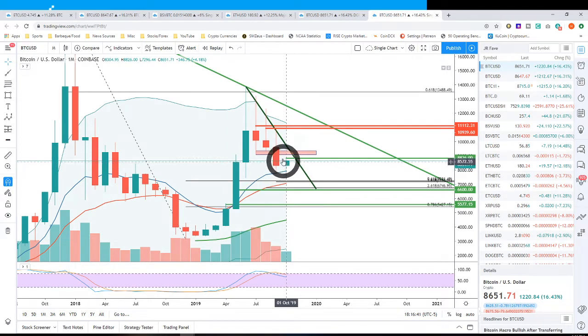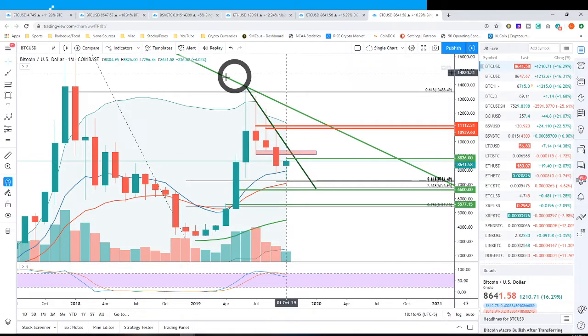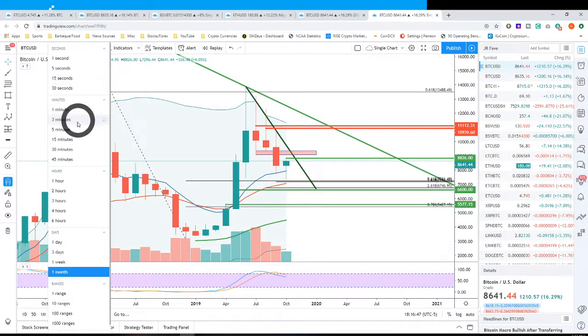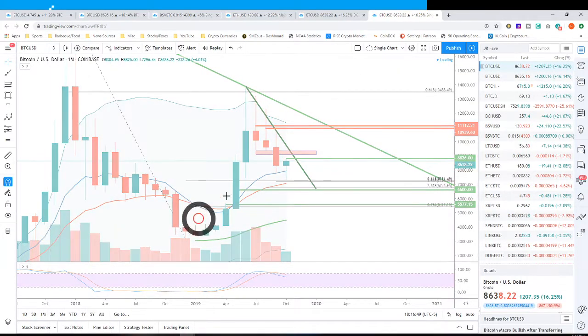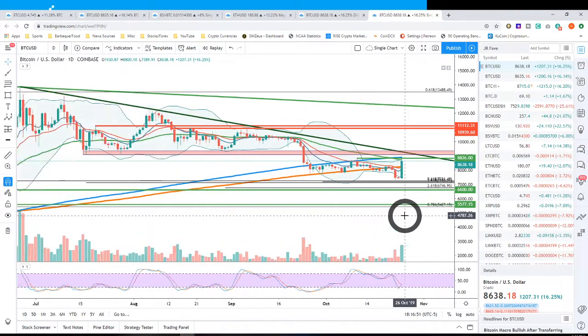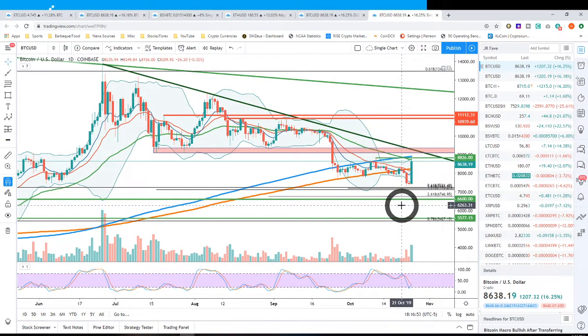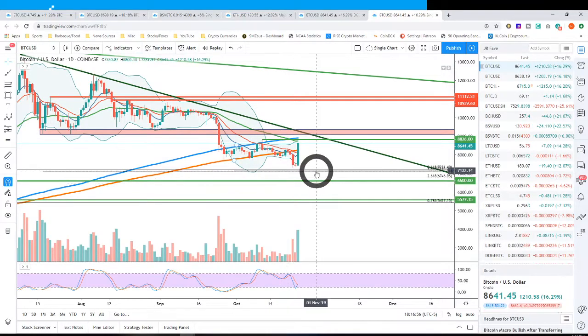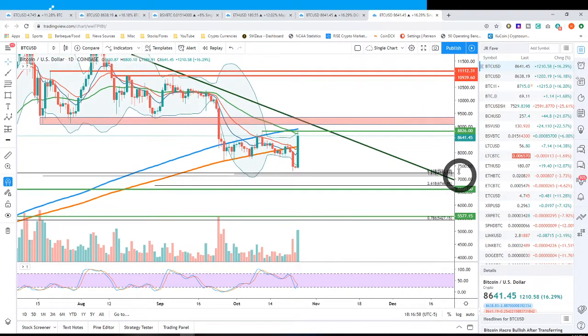So, if you're wanting to play this thing, buy the dips. Just wait for it to dip, and see how it reacts when it gets to that dip area. I can't really do a retracement on the downside because I don't know where the top is yet.